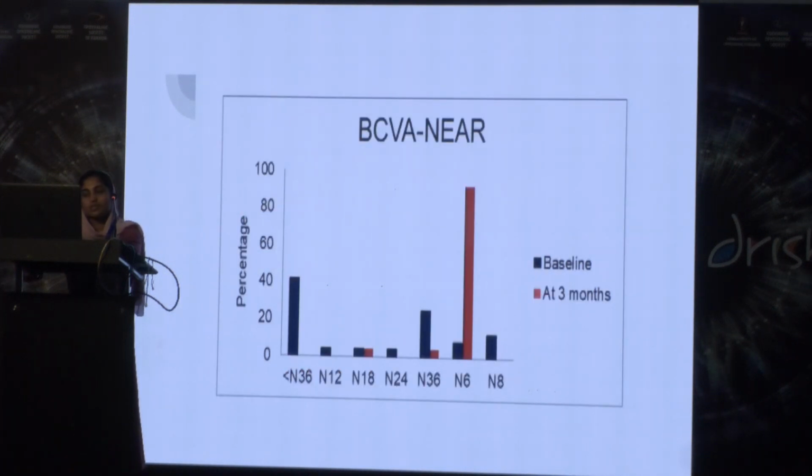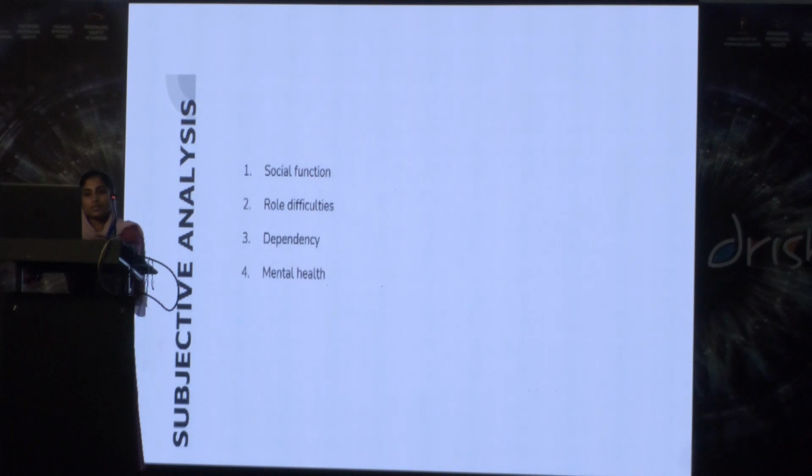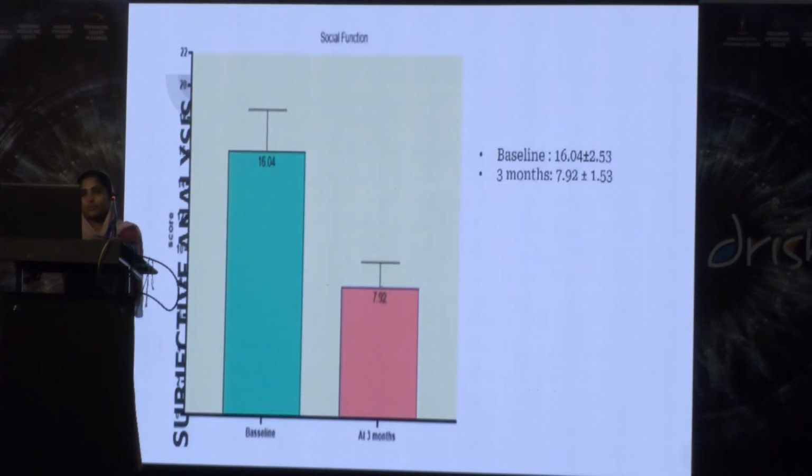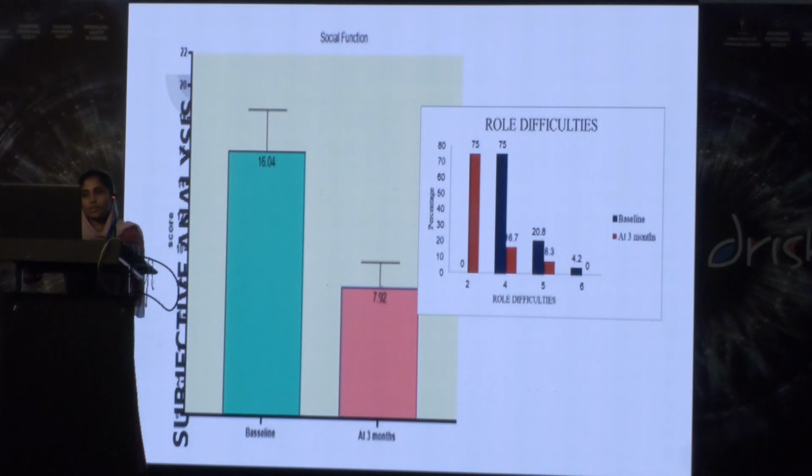The study also showed an improvement of the near vision to N6 from the baseline value of less than N36 in the majority of the patients. The subjective analysis was done in 4 domains: social function, role difficulties, dependency, and mental health. The social function value showed an improvement from the baseline value of 16.04 plus or minus 2.53 to a value of 7.92 plus or minus 1.53 with the use of scleral contact lens at the end of 3 months. The role difficulty domain also showed an improvement from the baseline score of 4 to a score of 2 at the end of 3 months.